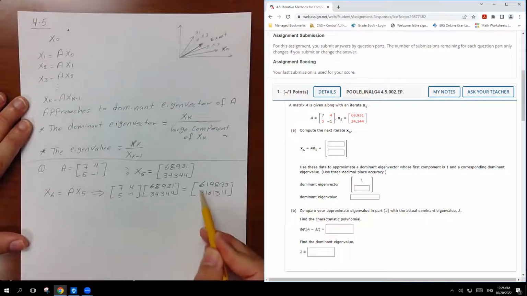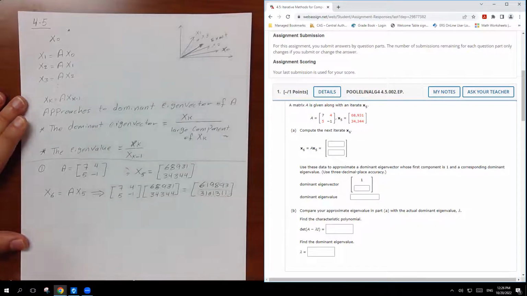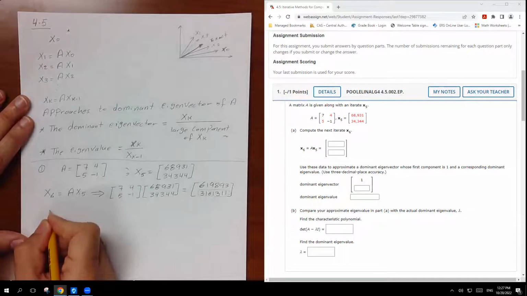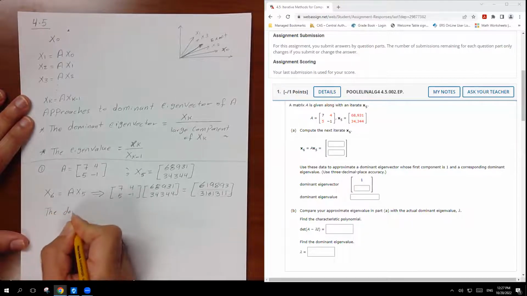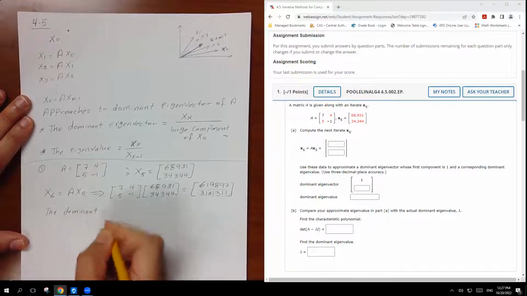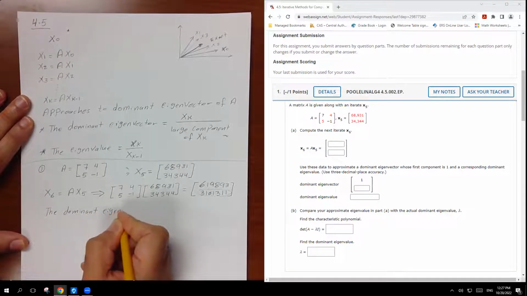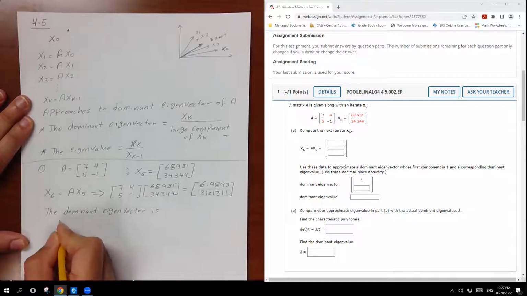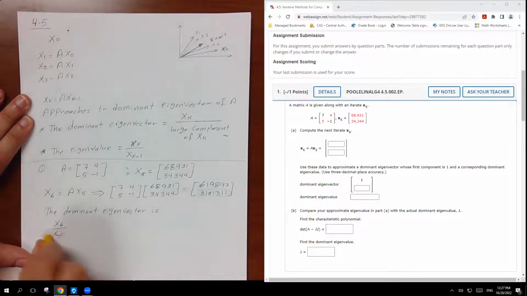So this one is bigger. I'm going to divide everything by the large component here, which is this number. So the dominant eigenvector is you can divide x6, computed from x5, by the last component of x6.